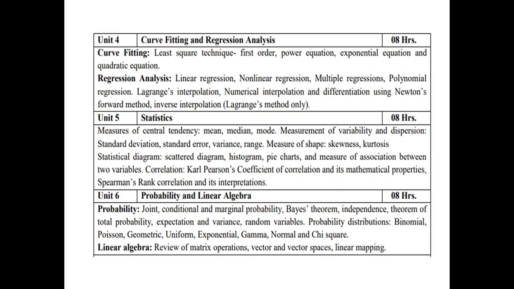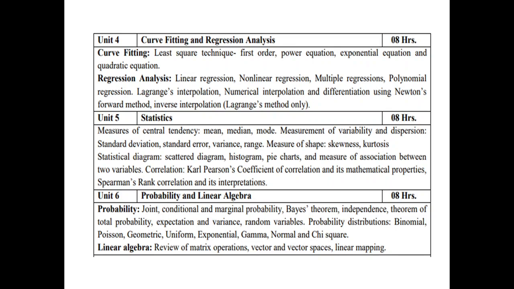In curve fitting, you have been given different techniques to find the curve fitting and regression analysis. They have given the power equation, the exponential equation, and the quadratic equation. You have learned the quadratic equation, x square plus bx plus c is equal to 0. You will get two different values for x. Similarly, if the power of the equation is 4 or 5, it is difficult to find the value of x.